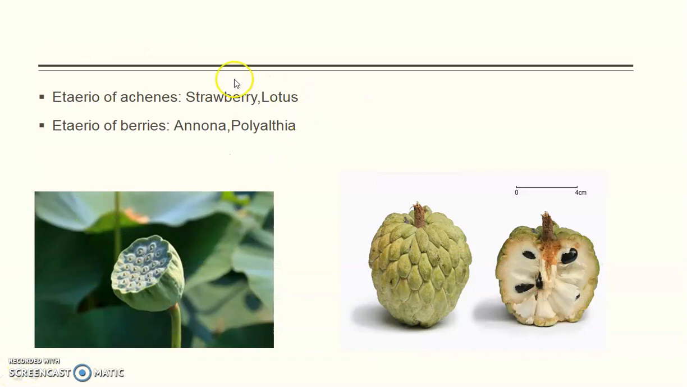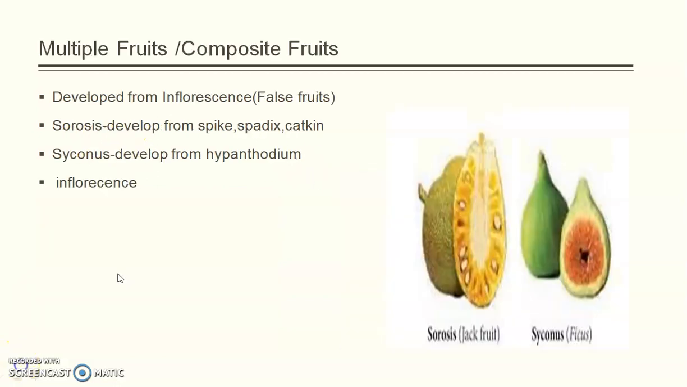And the next one is etario of akins, strawberry and lotus. So each fruit in the lotus, the first image indicates the lotus, each fruit is of akin type and there are bunches of akin. So it is called as etario of akin. Similarly, Annona and Polyalthia are the examples for etario of berries. Each fruit is a berry type. So the fruitlets combine together to form the etario of berries.